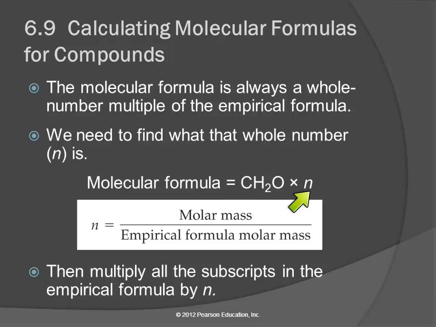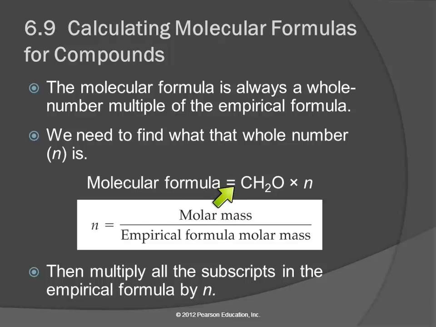And the way we find out what that number n is, we take the molar mass, which you would have to be given. That's experimentally determined using a mass spec or some other instrumentation, but nothing that you could know. So the molar mass would be given to you. Sometimes we'll give you the empirical formula. Sometimes we'll ask you to calculate the empirical formula from percent composition or something like that. You take the molar mass and divide it by the mass of the empirical formula.